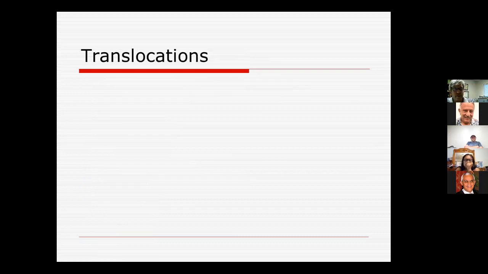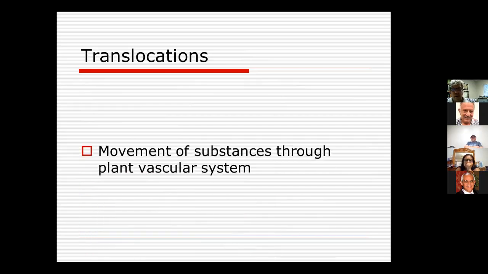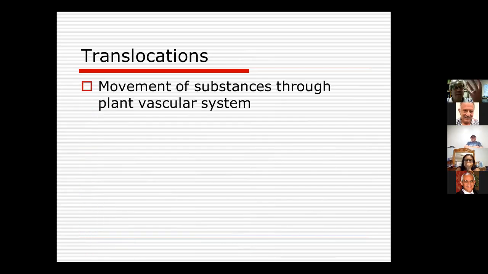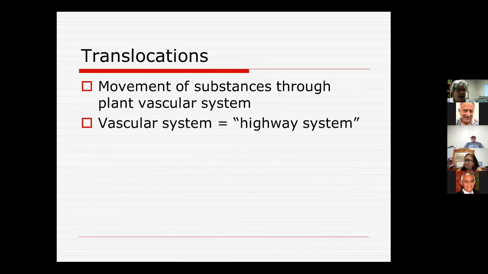So let's just talk about translocation real quick. And again, that's movement of substances throughout the plant vascular system. We talked about the plant vascular system. There's two parts, remember? Any one person tell me one. Xylem, the phloem. Yeah, xylem and phloem. Thank you, Linda. That's the basic part. It's the highway system.